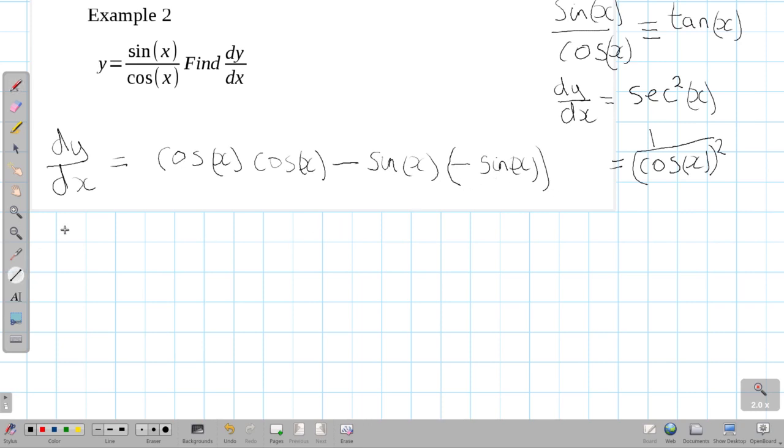Okay, all divided by cosine x squared. I'm going to write it like this for now. Now that looks nothing like that, though you can see a hint of where we're going with that cosine there. Okay, let's rewrite it. So what have we got? We've got cosine x times cosine x. So I'm going to write it like this.